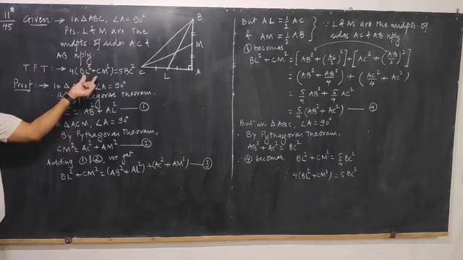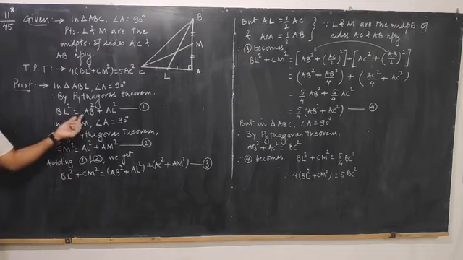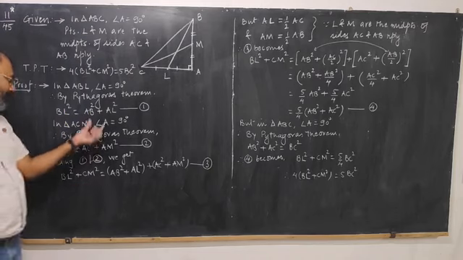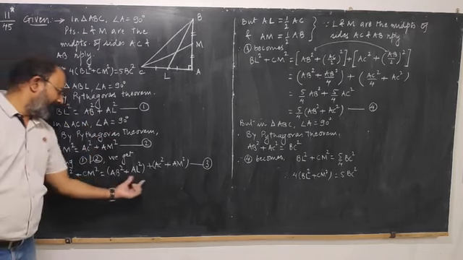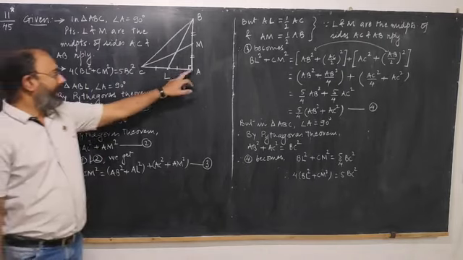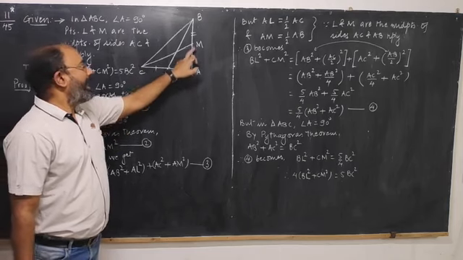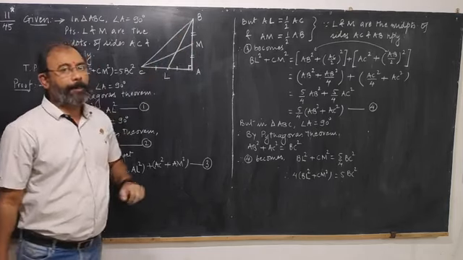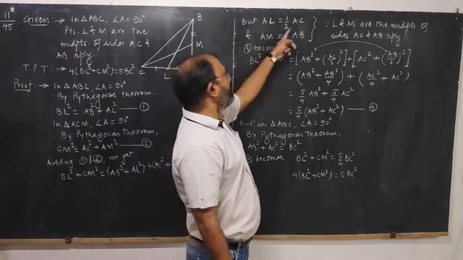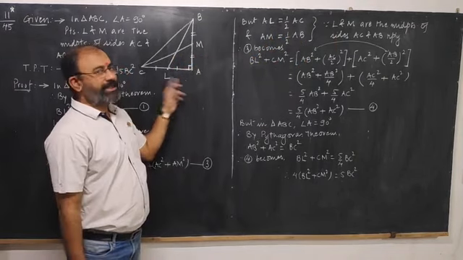Now in the answer we want the sum of these 2 squares, so I am adding these 2 equations. Adding equation 1 and 2, I get BL square plus CM square is equal to the sum of the 2 brackets. Now I know that AL is half of AC and AM is half of AB. Why? Because these 2 points L and M are the midpoints of the respective sides.